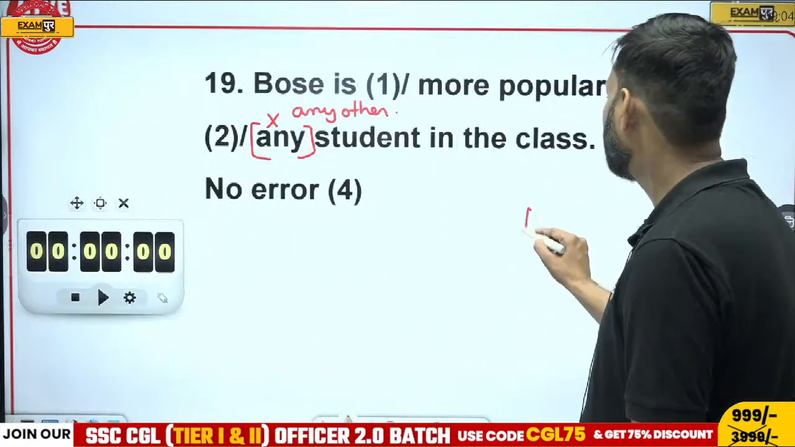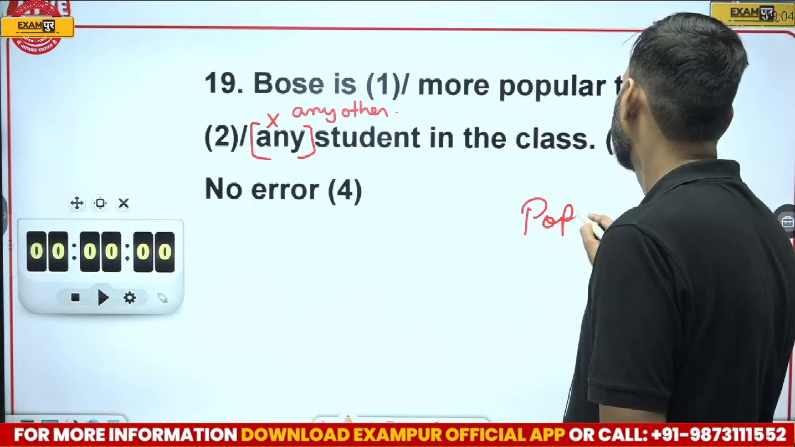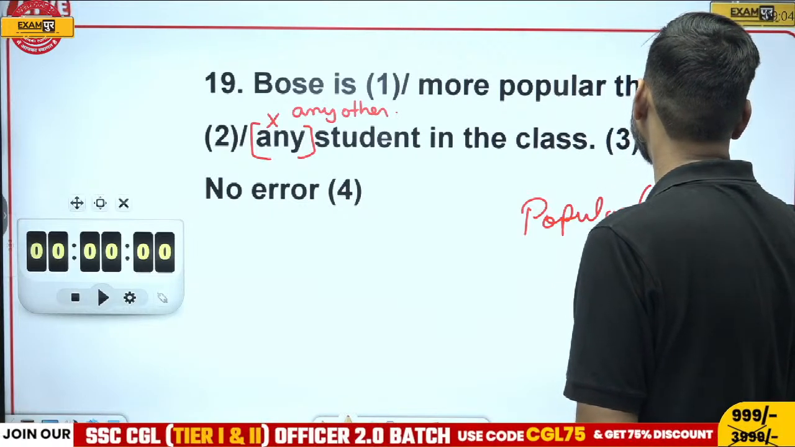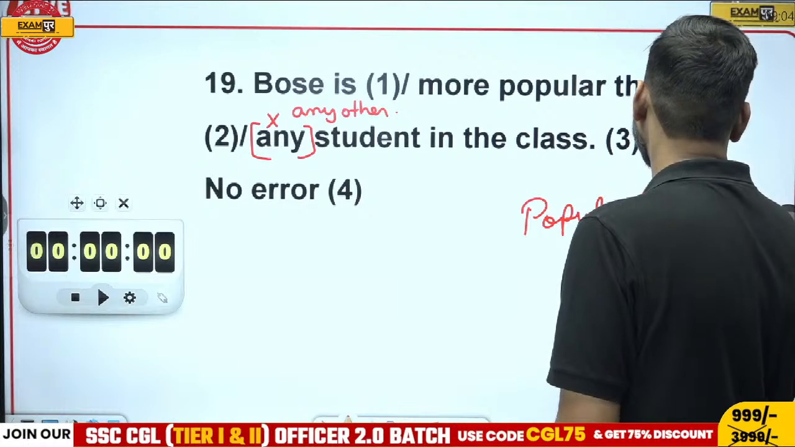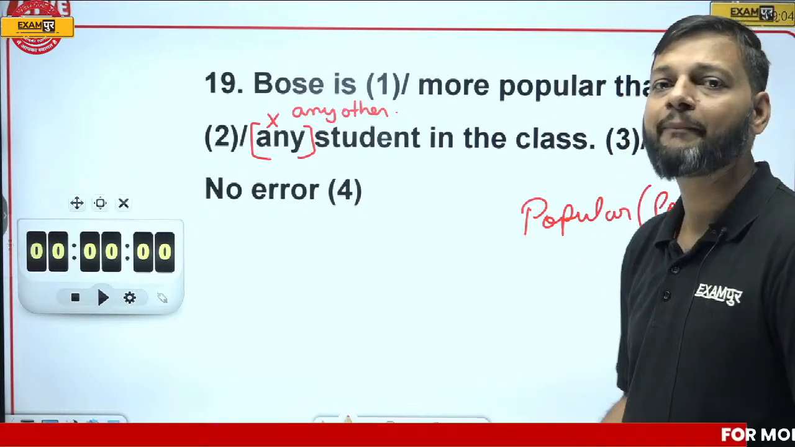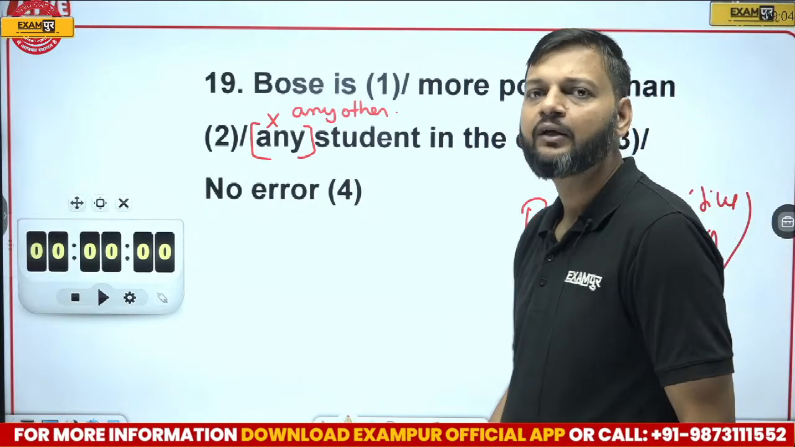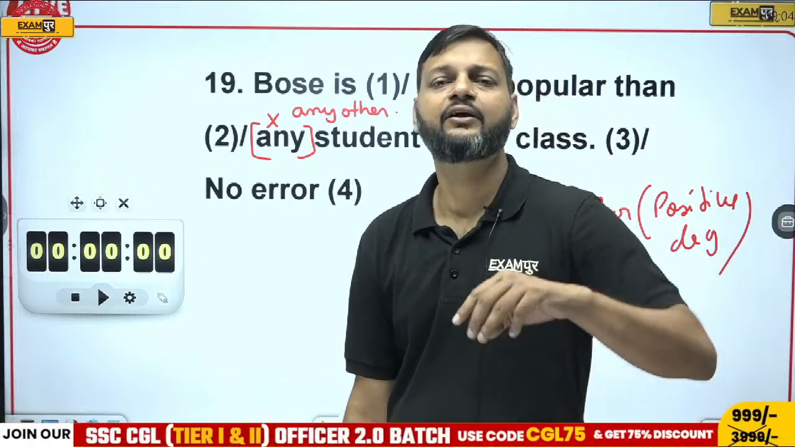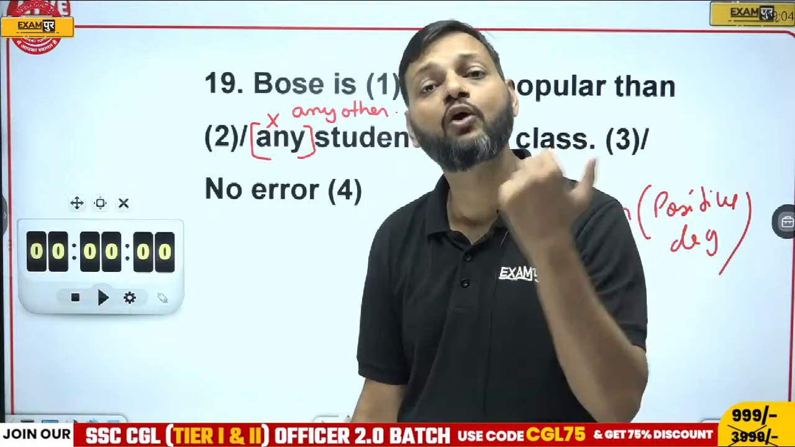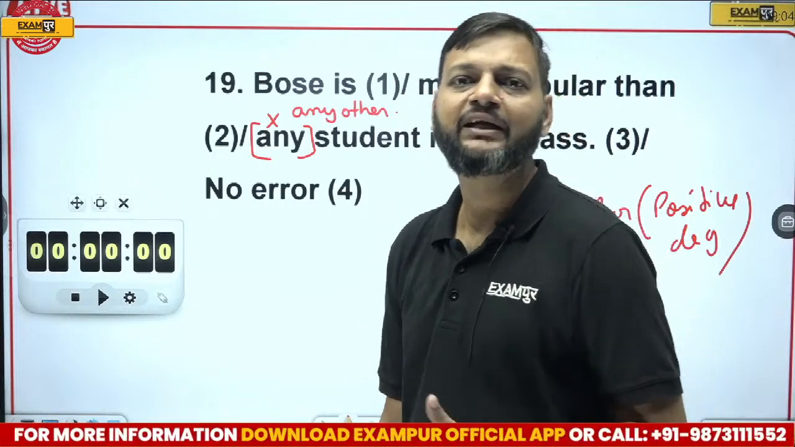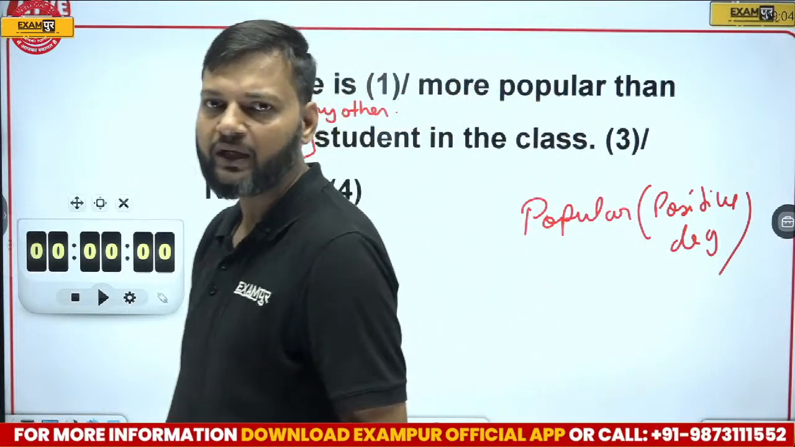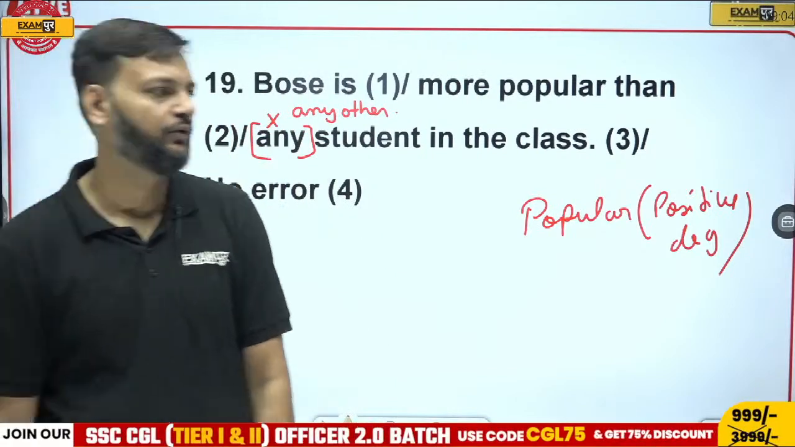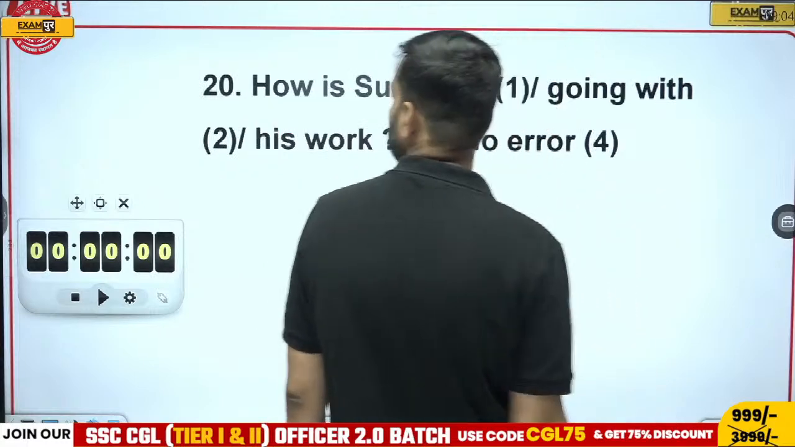Prajwal, popular is positive degree. Popular is not comparative. Popular is positive degree, and the comparative degree of popular is more popular, and the superlative is the most popular. So the use of more is absolutely right. Now let's see the next question.